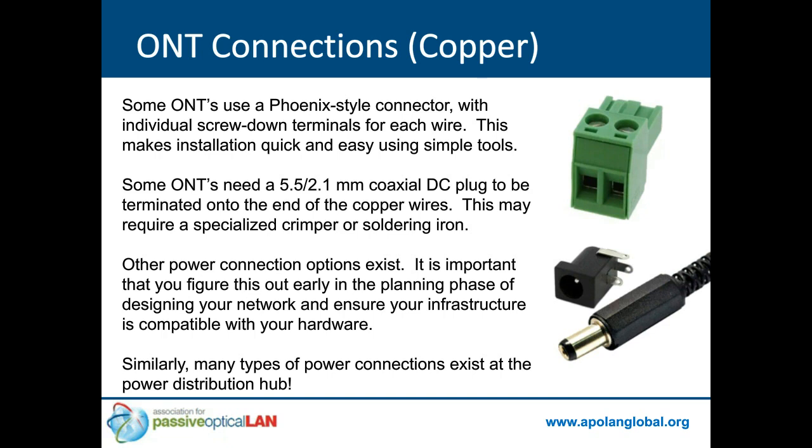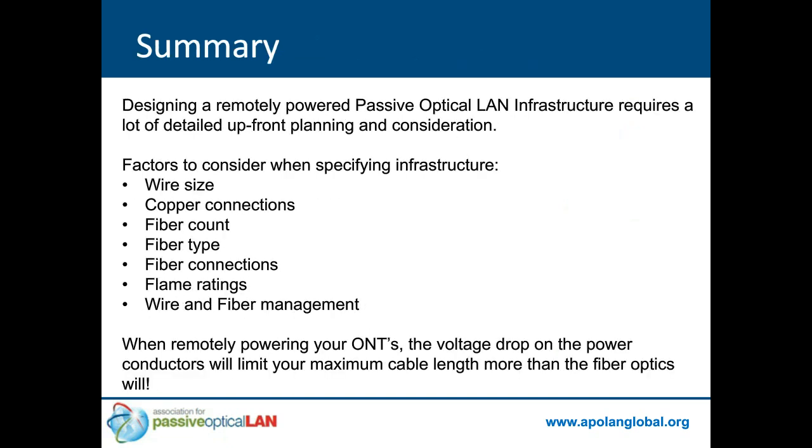In summary, there are a lot of design considerations that need to be taken into account when designing a remotely powered passive optical LAN infrastructure. The key things that we've discussed here today that you need to keep in mind are wire size, the copper connections, the fiber count and type, the fiber connections, what flame ratings are required by your locality, and wire and fiber management. And as we've mentioned before, and as has been evident through some of the other presentations today, when remotely powering your ONTs, the voltage drop on the power conductors is going to limit your maximum cable length long before the fiber optics ever will.